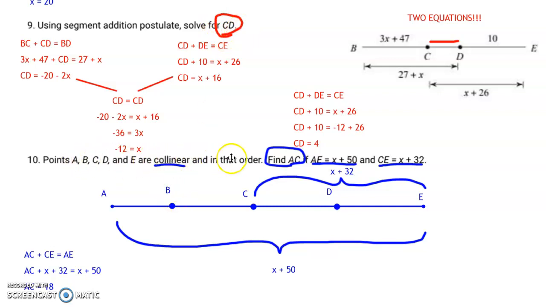It gives us another description but no diagram here. For question 10, we draw the diagram, label it up, and it's pretty clear that all we need to do is find AC, the missing part of AE, which means we use the addition postulate again.